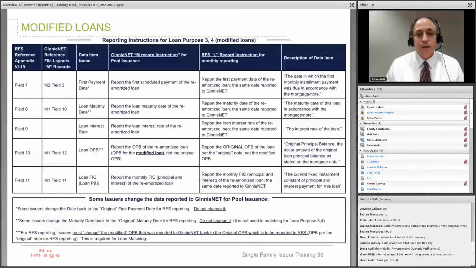We see this enough that we said this has got to be a training slide so that we communicate the correct reporting to RFS. If you have any questions on modified loans, you can put that in the chat. I'm going to move on to data quality.